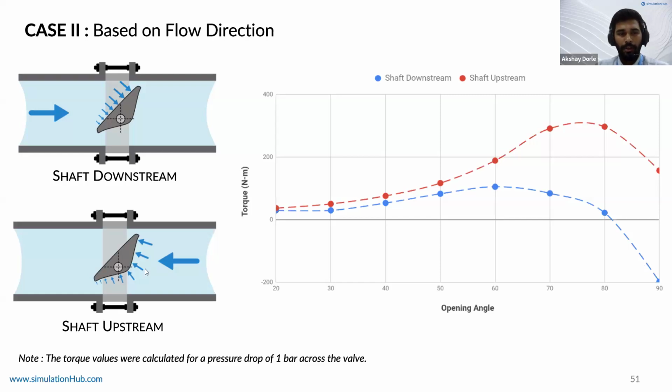In the shaft upstream condition, or the shaft side flow direction, what happens is it reaches a maximum value near, let's say, 75, 78% of opening, and even if the valve tends to overturn, the area on this side of the valve is larger as compared to this, and it will again try to close the valve. Hence we see the CDT to be positive.